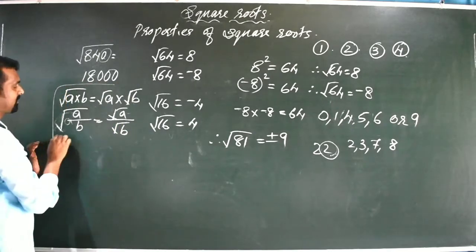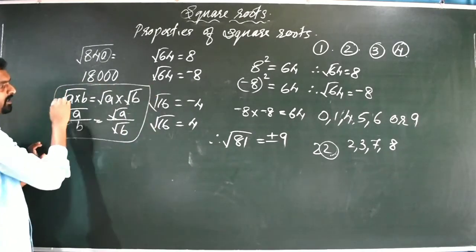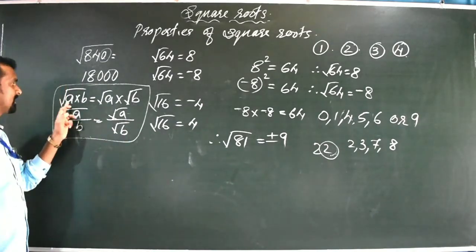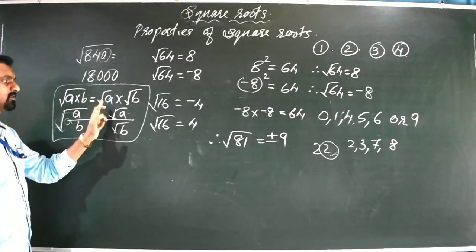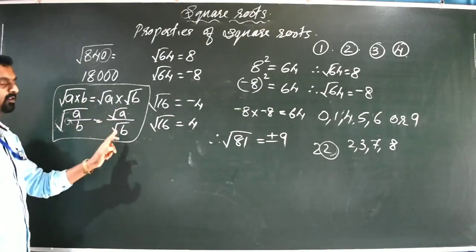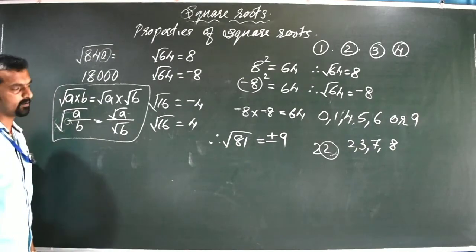So these two rules you have to remember. The square root of a number follows the rules of exponents. Root a into b is equal to square root of a into square root of b. Square root of a divided by b is equal to square root of a divided by square root of b.